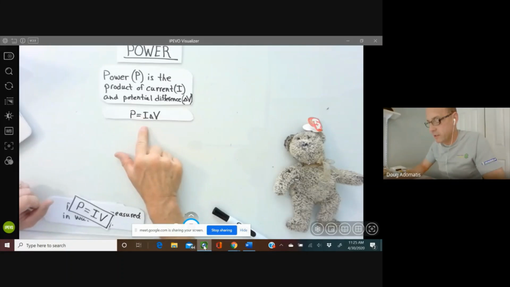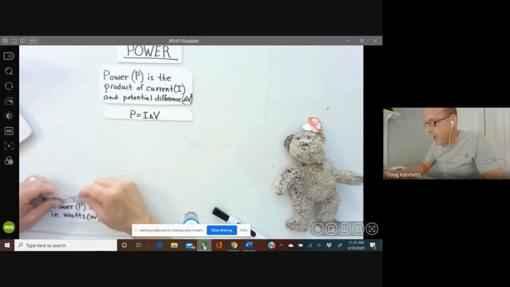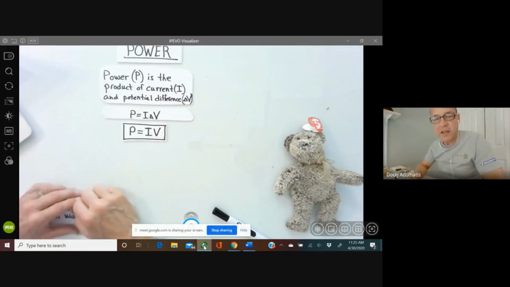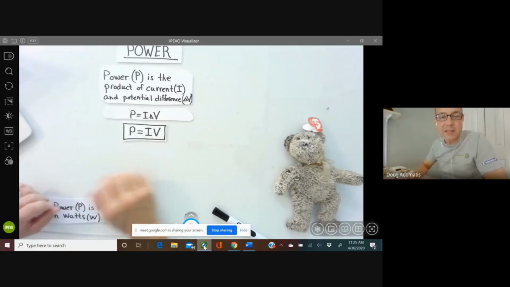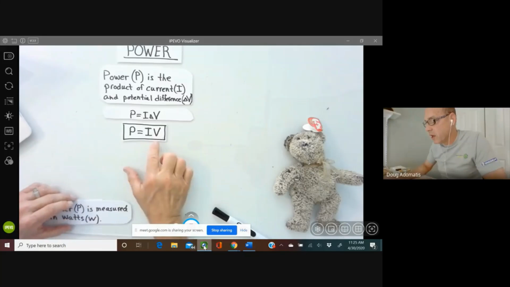Power is equal to current times voltage. And in fact, most of the time we see that formula, we will use this formula. This is the formula. This is the boxed equation. This is what you're going to get on a test.